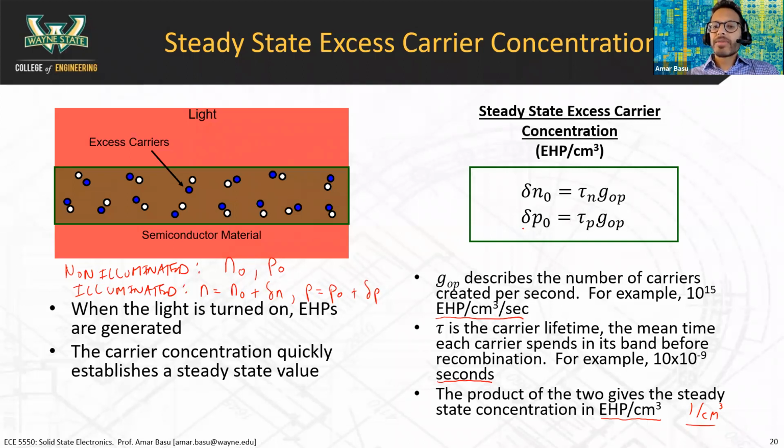Similarly, there's a similar equation for holes. Sigma p is equal to the carrier lifetime for holes times GOP. And this brings me to the point I mentioned earlier. If tau n and tau p happen to be equal to each other, then sigma n and sigma p are also going to be the same. But sometimes the electron and hole carrier lifetimes may end up being different, so we can't necessarily assume that they're going to be the same in all situations.